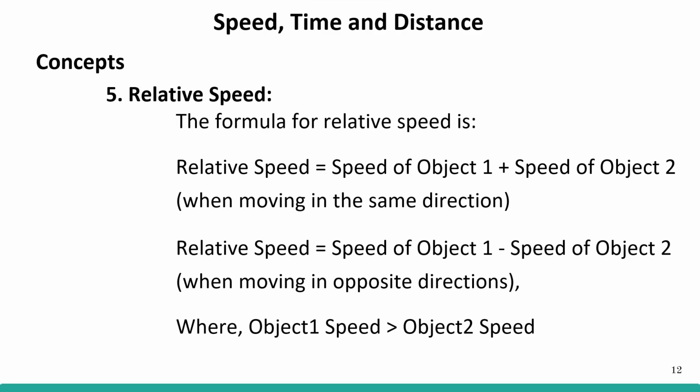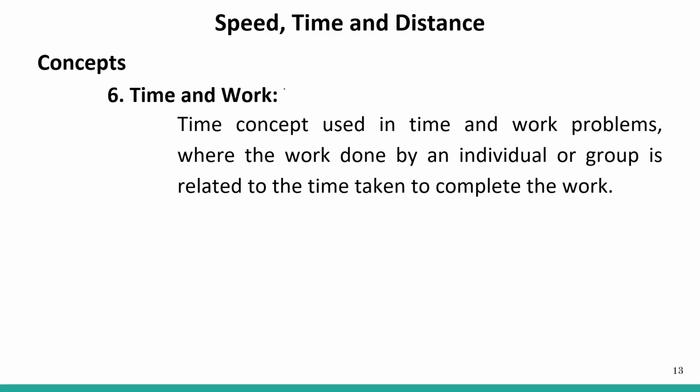Okay, so relative speed is equal to what? Speed of object 1 minus speed of object 2 when they are moving in the same direction, right? And when they are moving in opposite direction, it is the sum. Where object 1's speed is greater than object 2's speed. Okay, so let's see concept number 6.